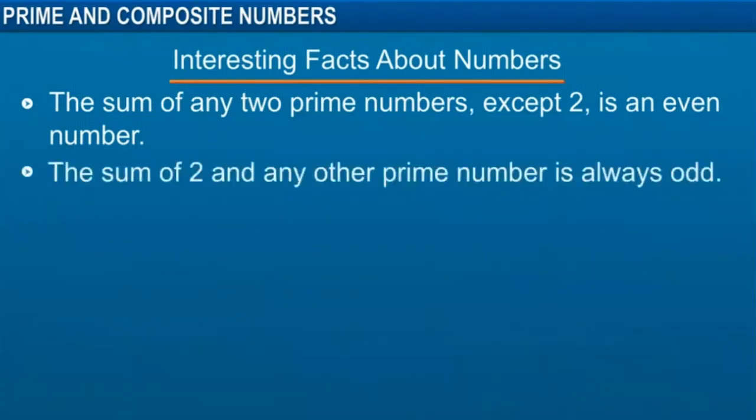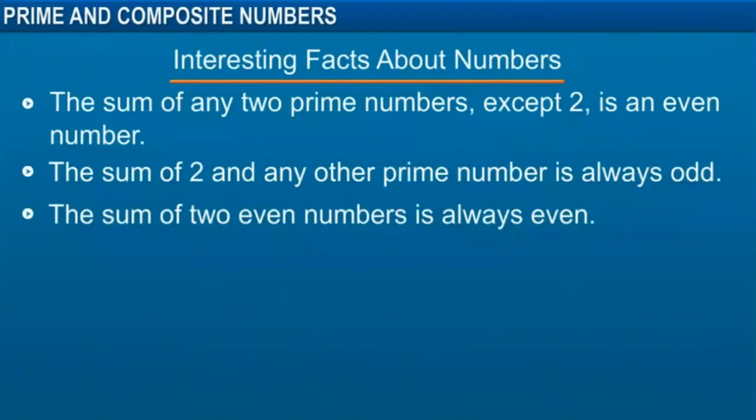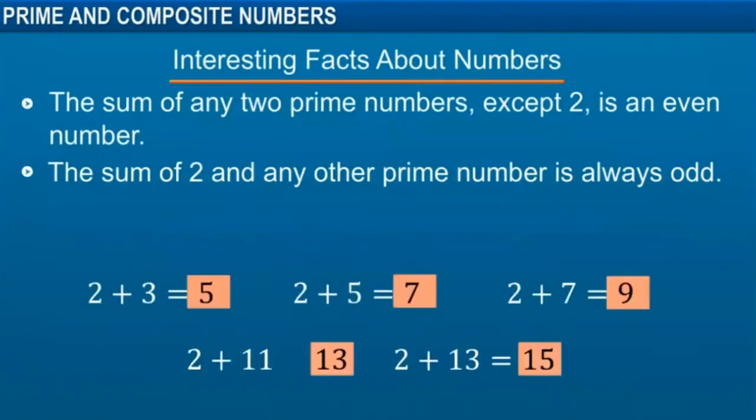Now let us see what else there is. Any other prime number is always odd. So the next thing, the sum of 2 and any prime number is always an odd number. When we add any prime number to 2, the answer we get will be an odd number. Okay, so you can write down this sentence also, with examples. Sum of 2 and any other prime number is always odd.